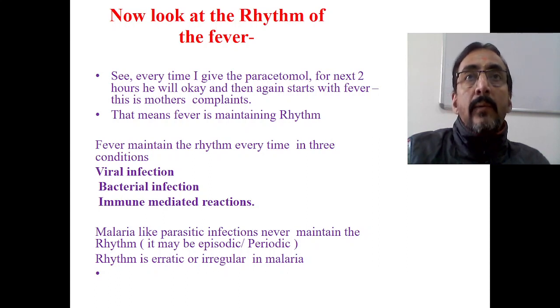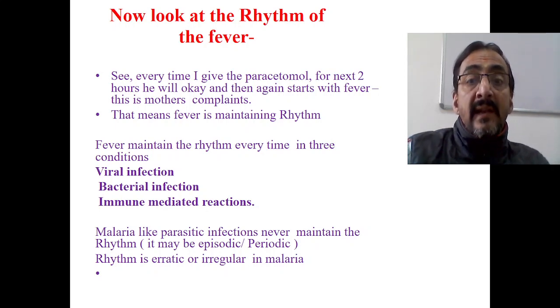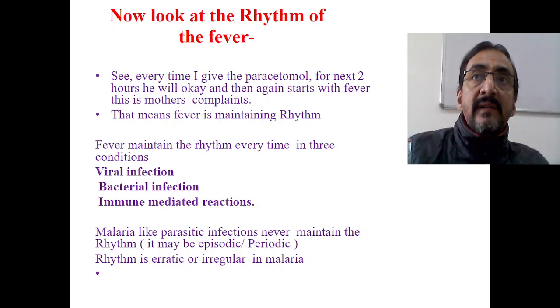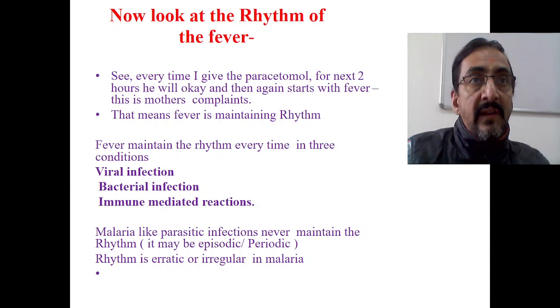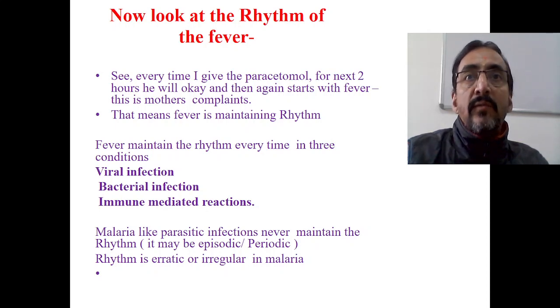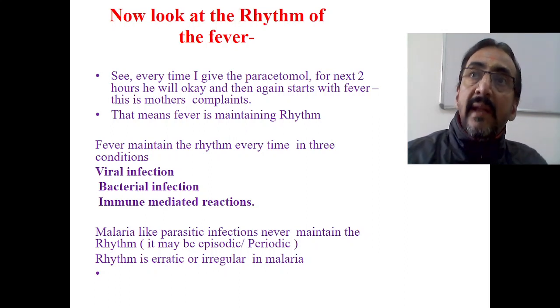And there is only one condition where fever does not maintain a particular rhythm of 2 hours, 3 hours, 4 hours, etc. Parasitic infections like malaria never maintain the rhythm. In parasitic infections, as I already explained, because of the nature of the parasite, whenever the parasite bursts open from a cell and is released into the blood, a sudden immune reaction starts and the fever starts. So this burst open time of the parasites, for example from the RBCs in case of malaria, is not a fixed one. When a sufficient number of offspring are formed and there is no space, then they burst open. It is not a fixed one. Therefore, parasitic infections never maintain the rhythm.